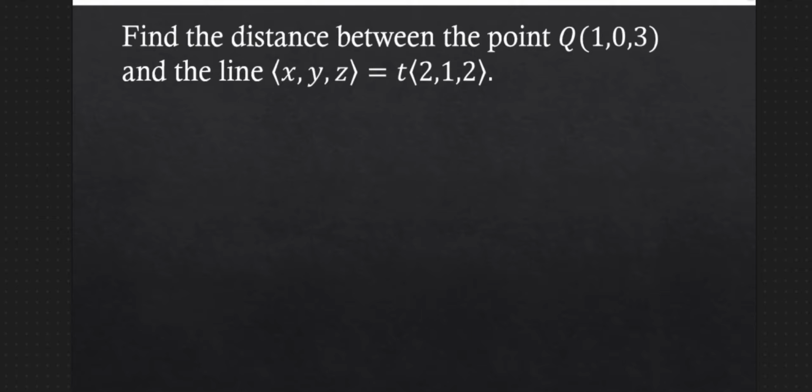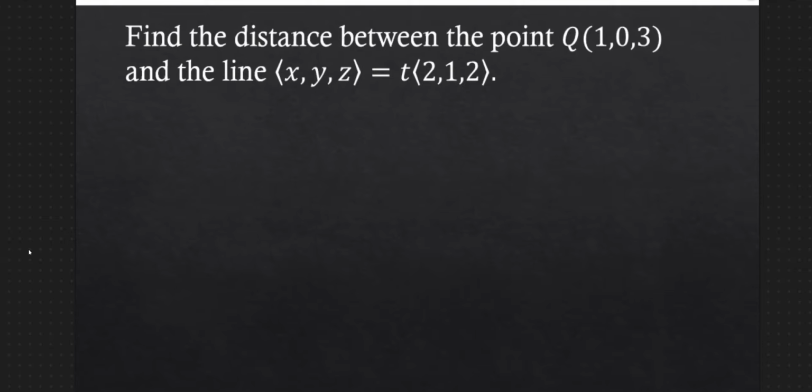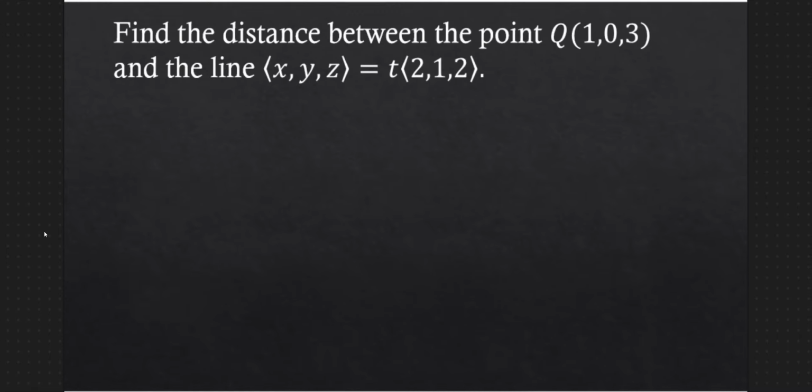Hello and welcome back. In this video, I'm going to work through an example of finding the distance between a point and a line. Remember we have our point Q, which is not necessarily on the line, and then we have our line here, which is given by t times (2, 1, 2). Notice that this passes through the origin. If I set t equal to 0, I get (0, 0, 0), so that point, the origin, is on the line.